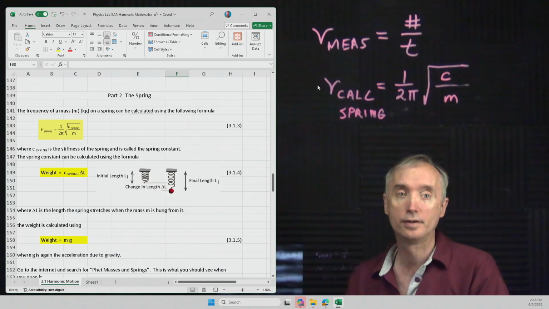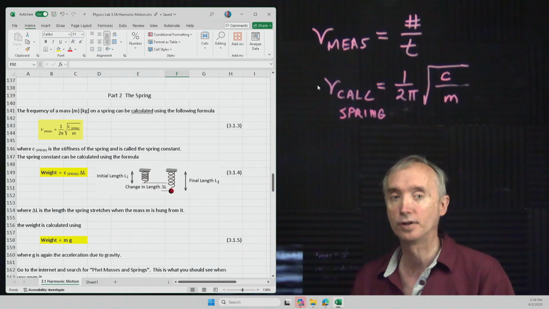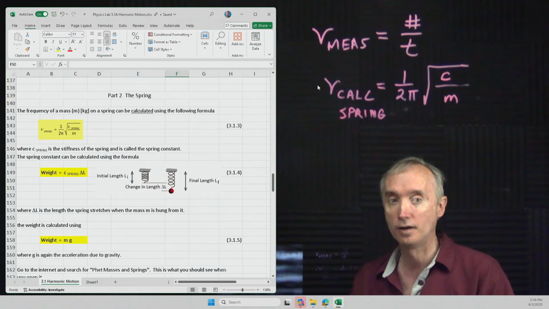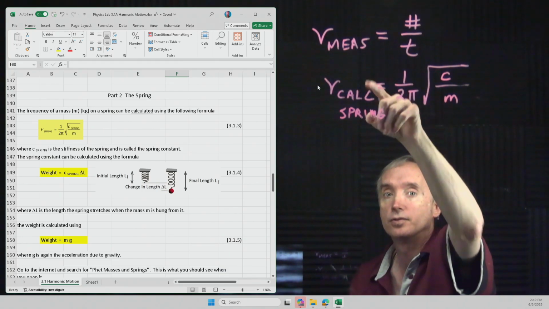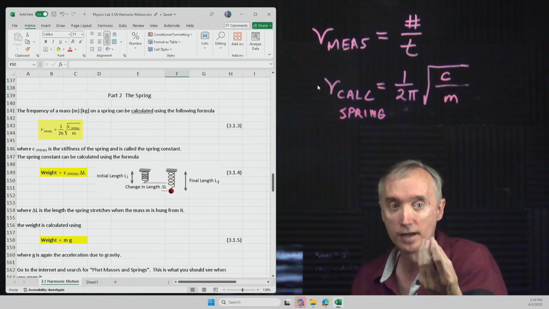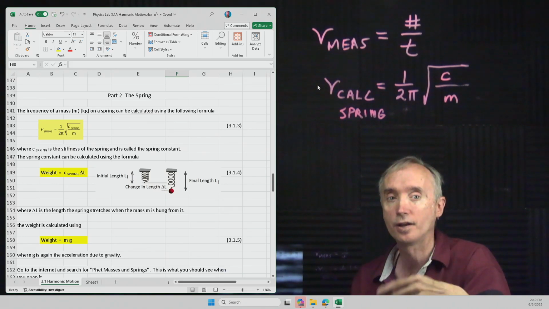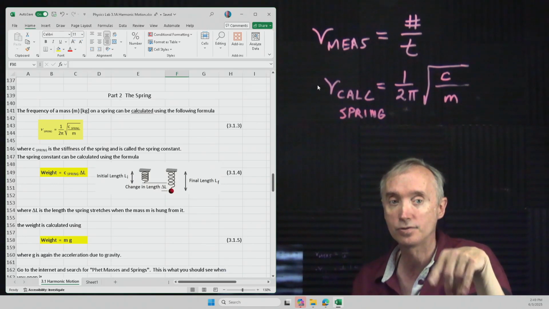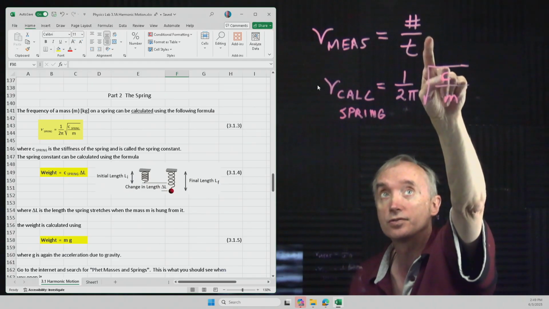Okay, I'm back, and now we want to do part 2 of the lab, which is on springs. Now, you're still going to be measuring the frequency of the spring using this formula here. This time you're going to have a mass on a spring, and you're going to pull it down and then let it go, and it's going to bob up and down. You're going to let it go up and down 10 times, and you're still going to be measuring the amount of time it takes it to do it in. So you are going to be using this formula.